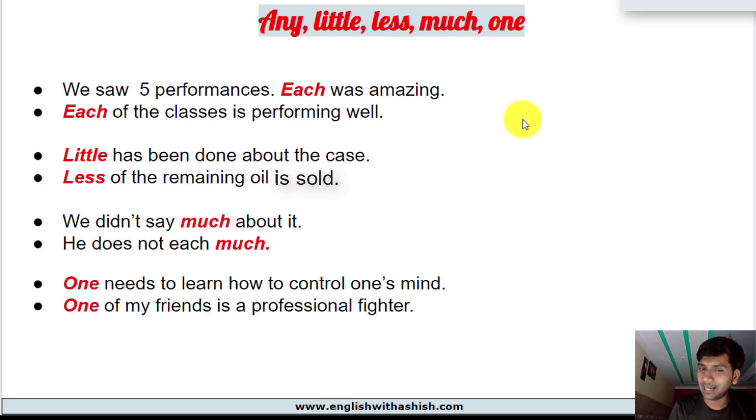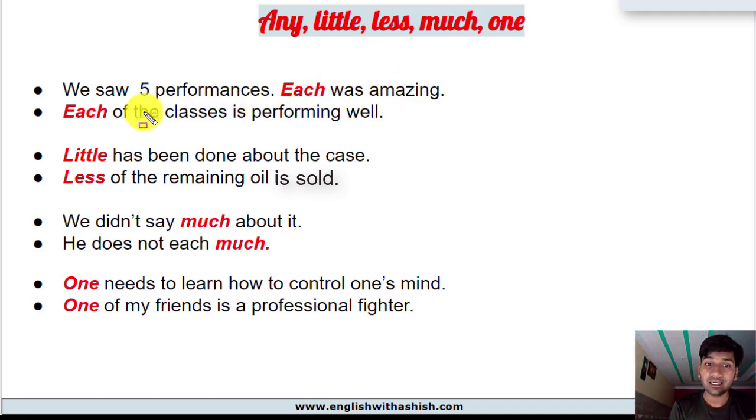For now, let's look at some examples where they're used as singular pronouns. Example: each. We saw 5 performances. Each was amazing. Each is used to refer to every item individually. We focus on each unit, each item of the group, and it's a singular pronoun.